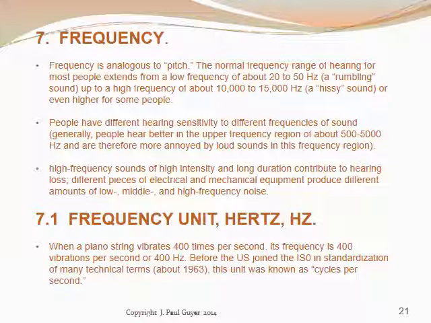When a piano string, for example, vibrates 400 times per second, its frequency is 400 vibrations per second, or 400 hertz. Before the U.S. joined the ISO, the International Standards Organization, in standardization of many technical terms, which took place around 1963, this unit was known as cycles per second.